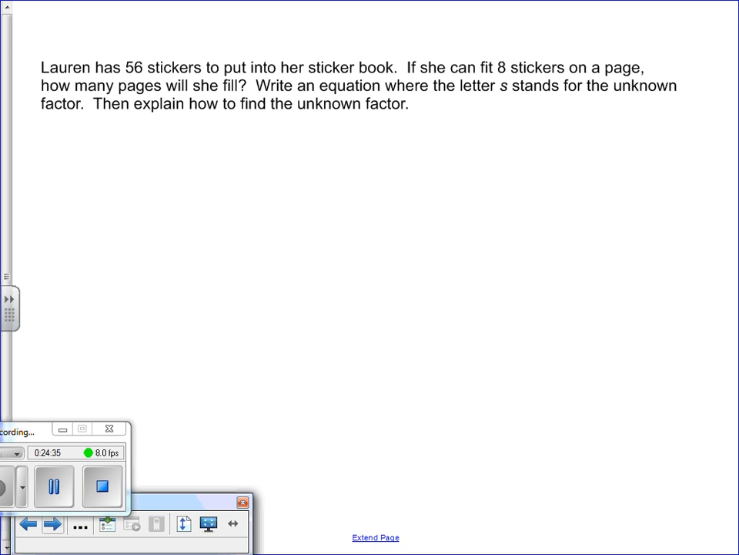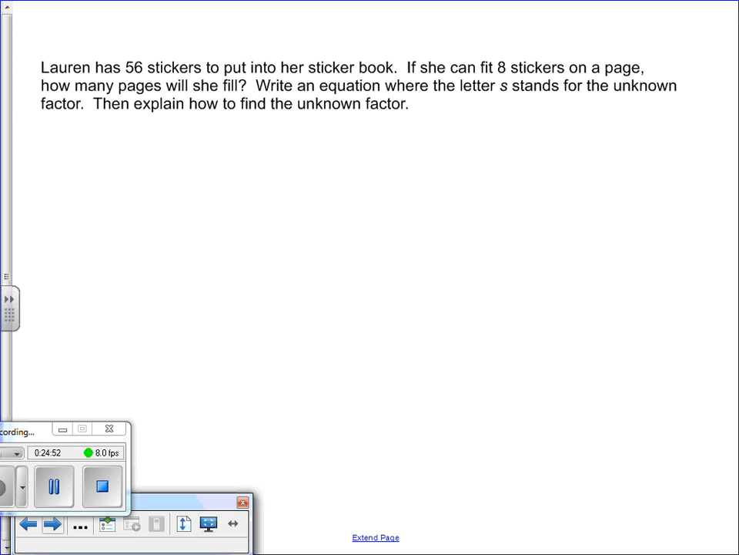Lauren has 56 stickers to put into her sticker book. Boys and girls, I want to tell you that I looked at the last 2 questions on your math test for tomorrow, and all I did was rewrite them with different numbers and a little bit of different situations. So if you pay attention now, you're going to get these last problems.